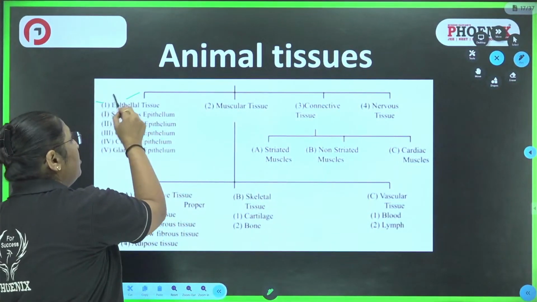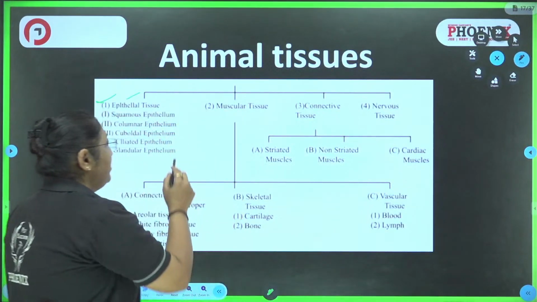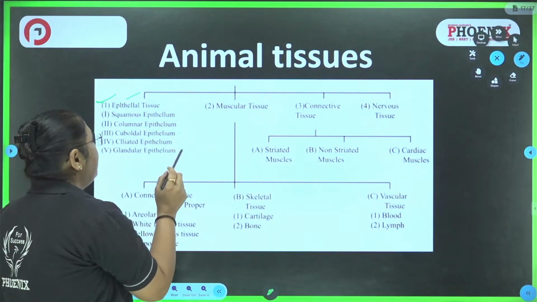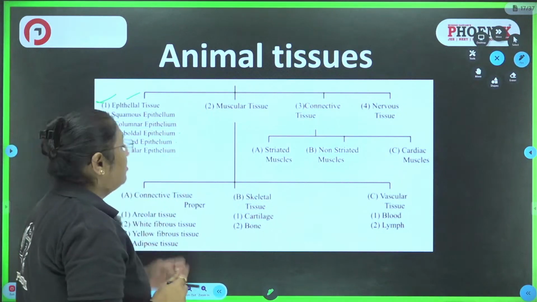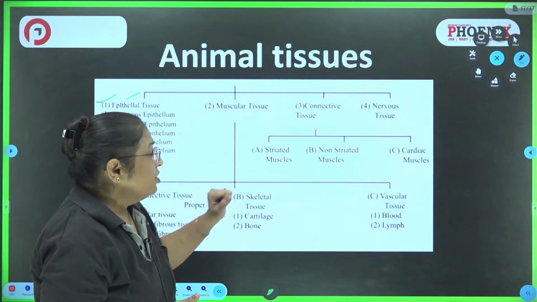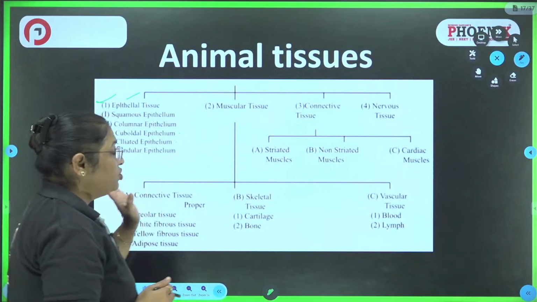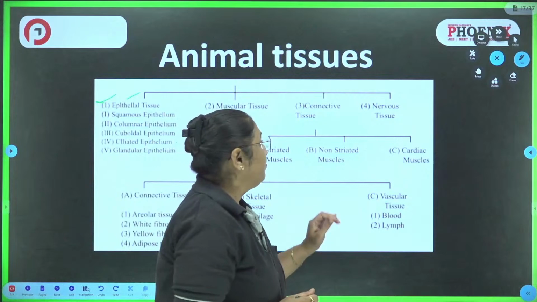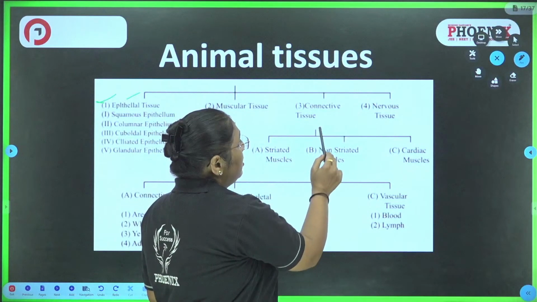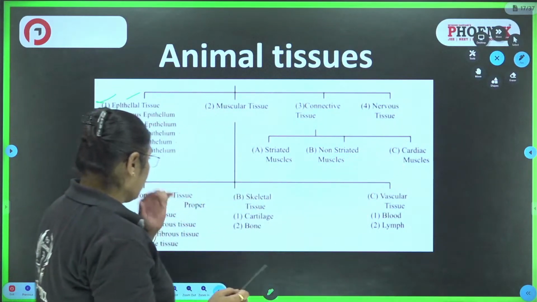If we see about the epithelial tissues, there are different types: squamous epithelium, columnar epithelium, cuboidal epithelium, ciliated epithelium and glandular epithelium. So we have 5 different types of epithelial tissues. Muscular tissues are divided into 3 different parts, that is connective tissue, skeletal tissue and vascular tissue. Then connective tissue and nervous tissue.